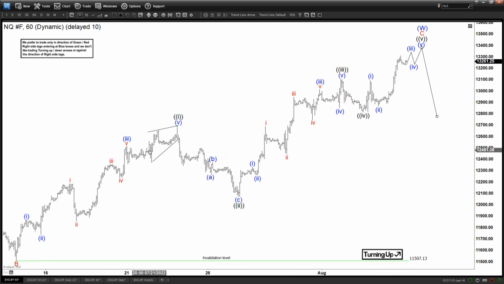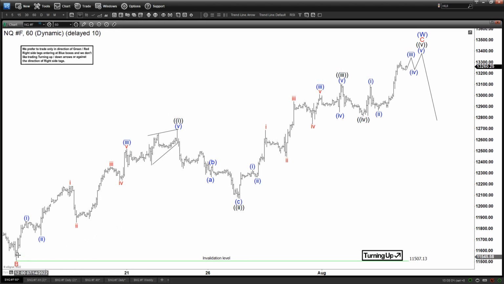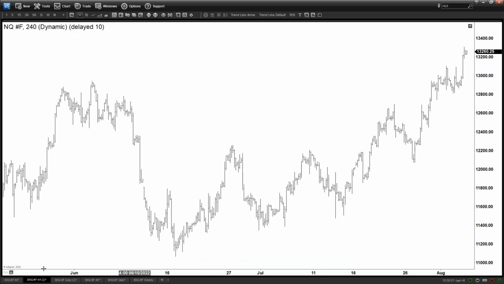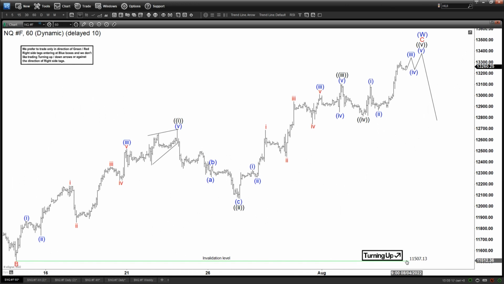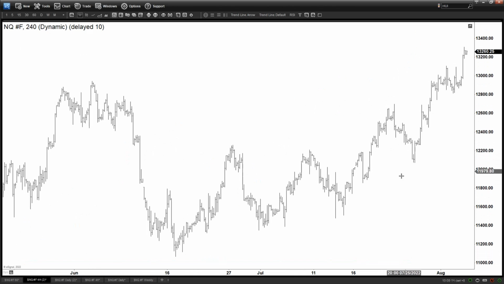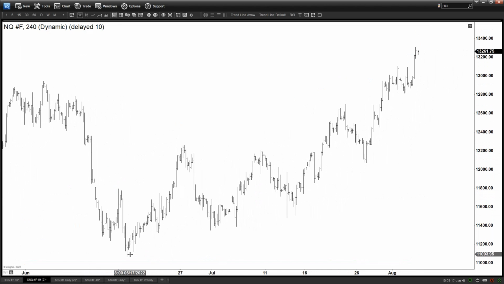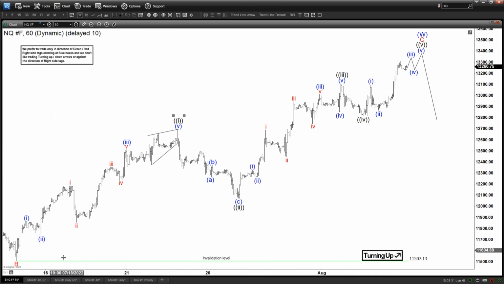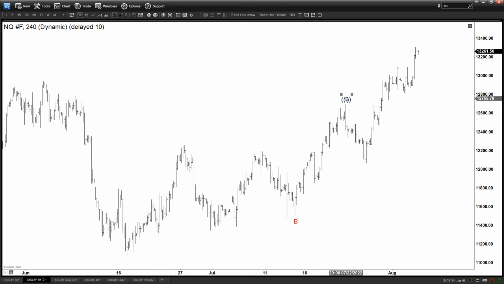And then if we zoom out, let me zoom out to the 4 hour, right? Let me copy this. So let's see, where is the P here? The P is 11,507, right? 11,507 is somewhere here, I believe. Somewhere here. So from here we got this 1, 2, 3, 4, 5 here, right? 1, 2, 3, 4, 5.